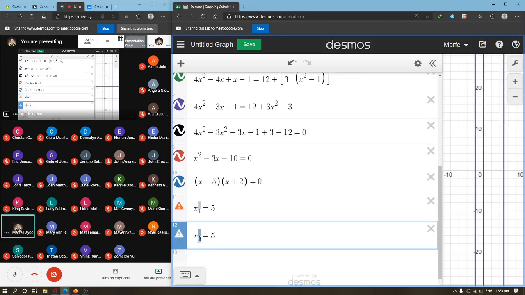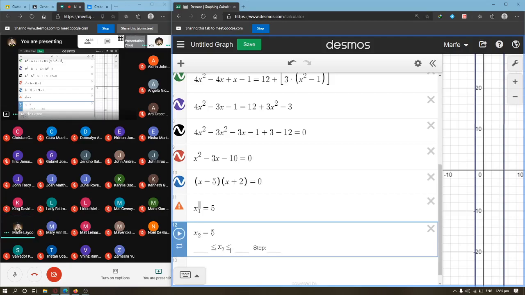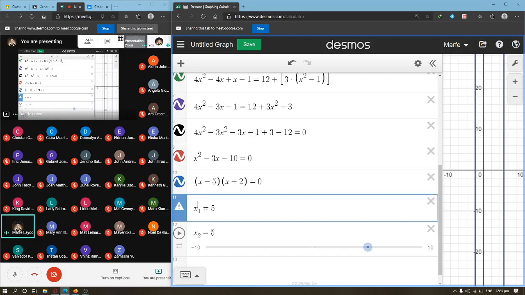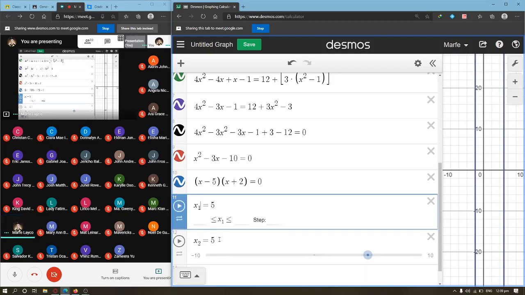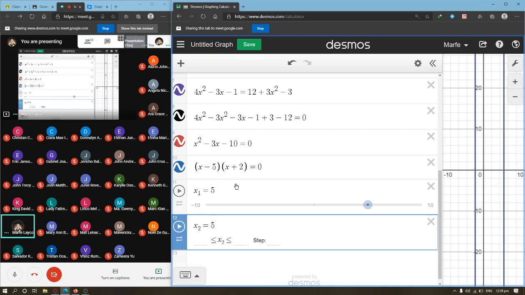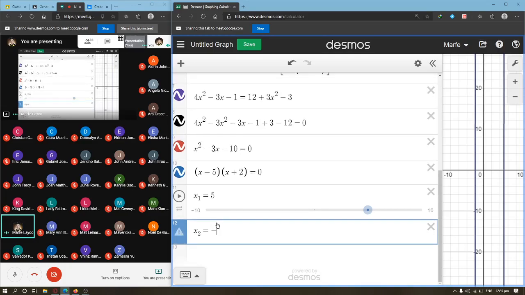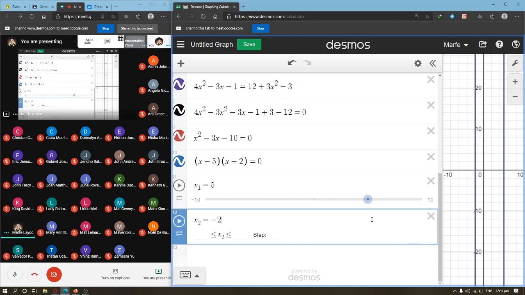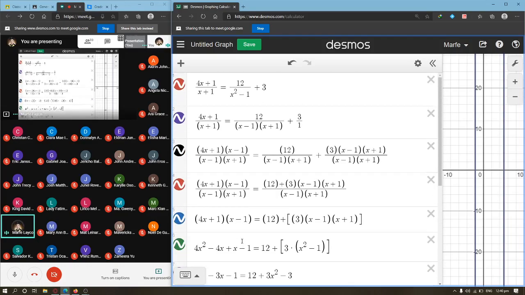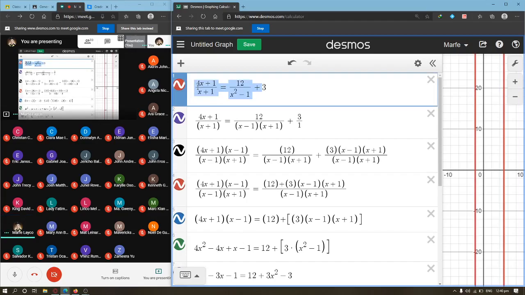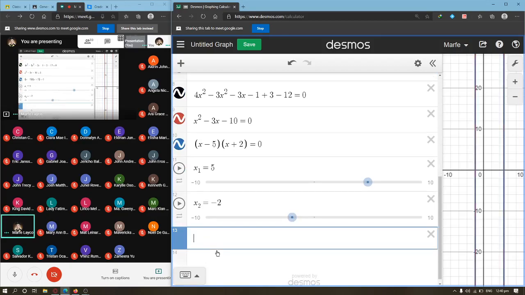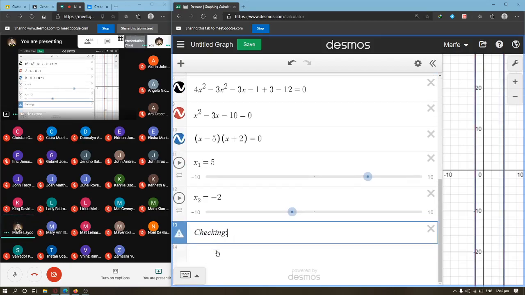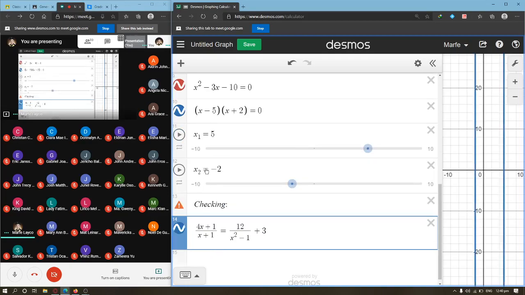Ito naman, yung another value ng ating x2 is equal to x plus 2 is equal to 0. So, magiging siyang x is equal to negative 2. So, yan yung value ng ating x. So, let us try to substitute. Substitute natin if it is correct. So, checking tayo. Substitute muna natin yung 5.